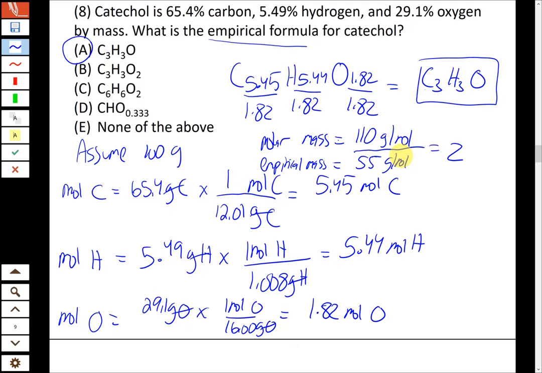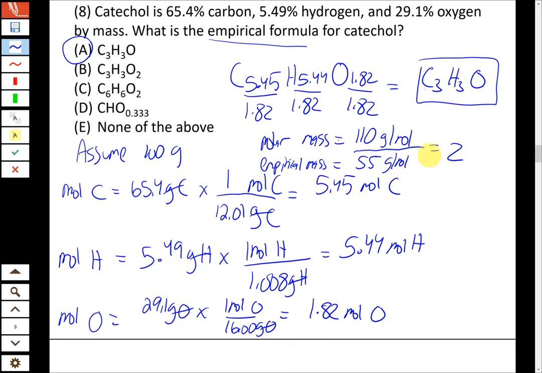Yep. So that would have to be given to you. That's the actual molar mass of catechol, and the formula would be C6H6O2, but you wouldn't know that ahead of time. You would just know this number, 110, and that would be provided to you, and then you compare that number to the empirical mass to figure out what factor the empirical formula needs to be multiplied by. So if we don't have the molar mass, we can't find it. Correct. If you don't have the molar mass, you cannot find the molecular formula.